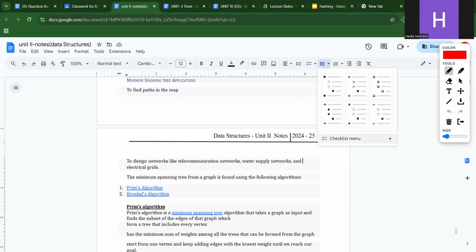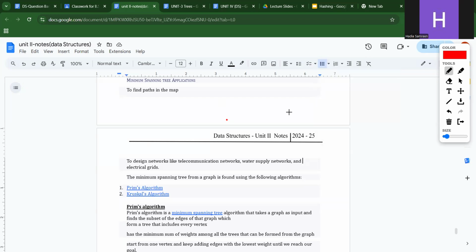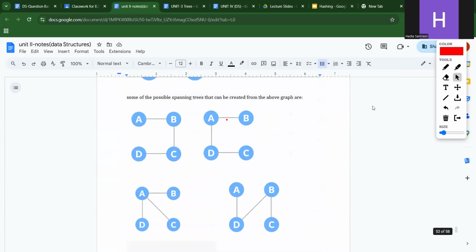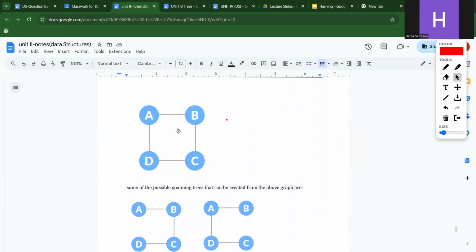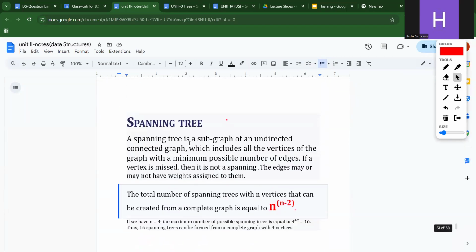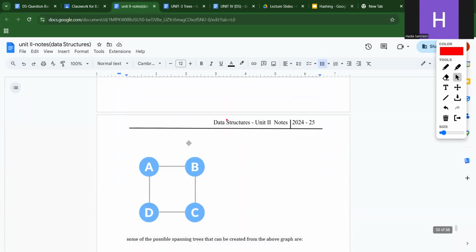So we are already aware of what a graph is. A graph is a collection of vertices and edges, or in other words, nodes and edges, right? So our graph looks something like this, right? So there is a concept known as spanning tree and minimum spanning tree.